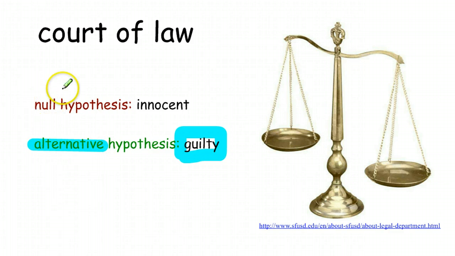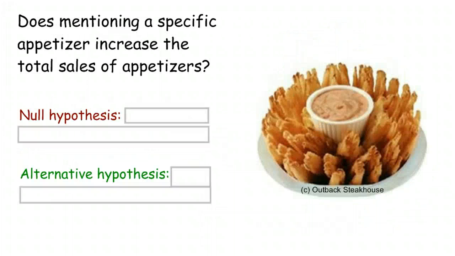In court, they argue that it's very unlikely that someone is innocent because of all of this evidence against them, therefore they must be guilty. Let's look at that in some other context. Imagine you work at a restaurant and you sell appetizers as you are greeting customers as they sit down. And now you're wondering, does mentioning a specific appetizer increase the total sales of appetizers?